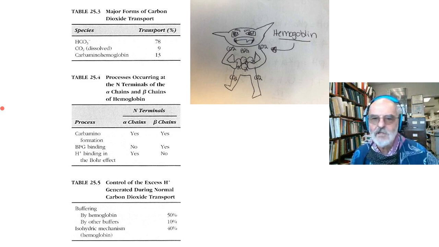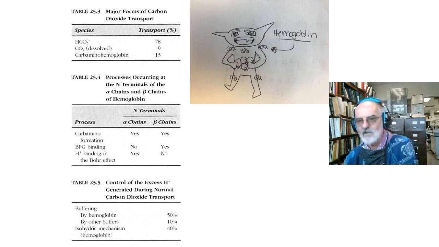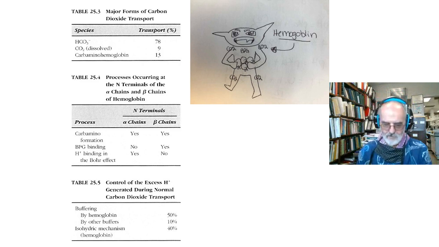BPG binding occurs primarily at the beta chains. There's actually only one site for BPG binding. And proton binding primarily occurs in a chain that's involved in converting the high affinity form to the low affinity form. I will be talking about that in more detail tomorrow.